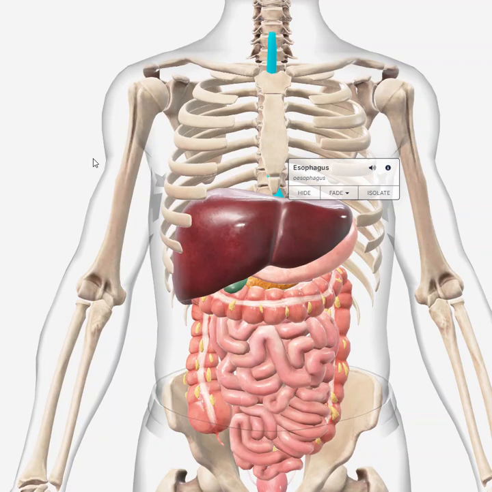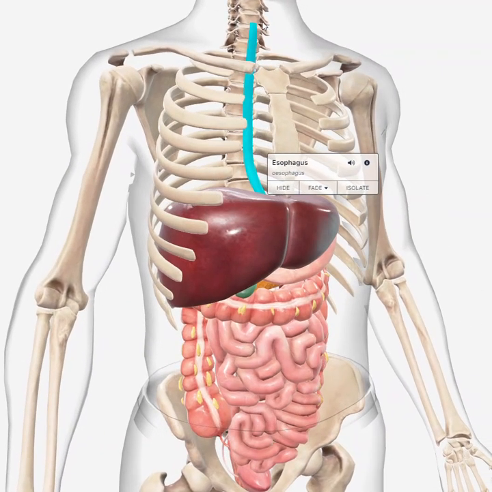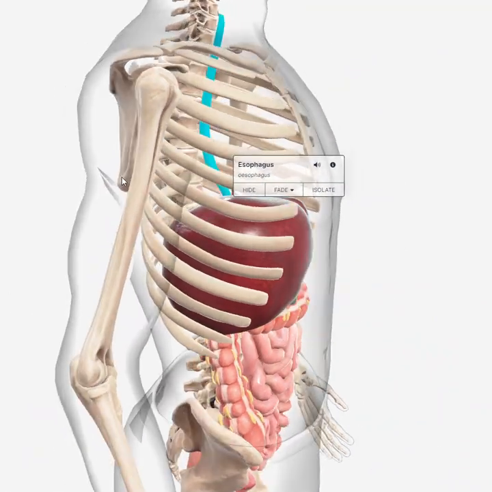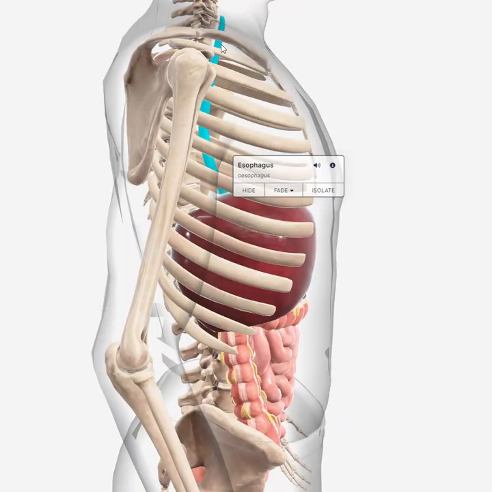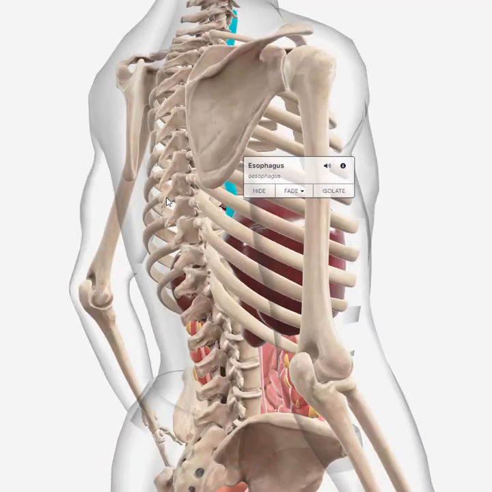Okay, so this video is to show you the esophagus. So I had to take off the lungs and the heart in order to show you where the esophagus is. The esophagus is highlighted in blue, this long tube running along posteriorly in the thorax near the spine.